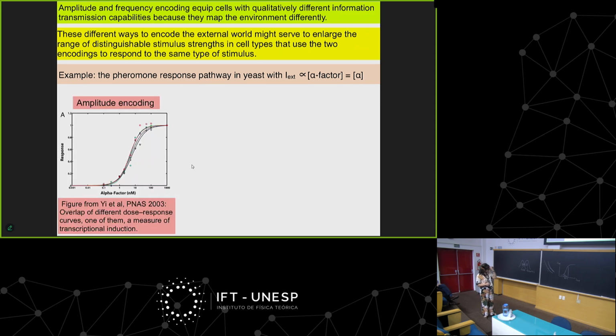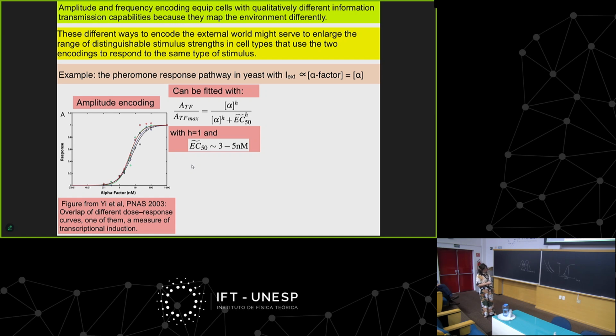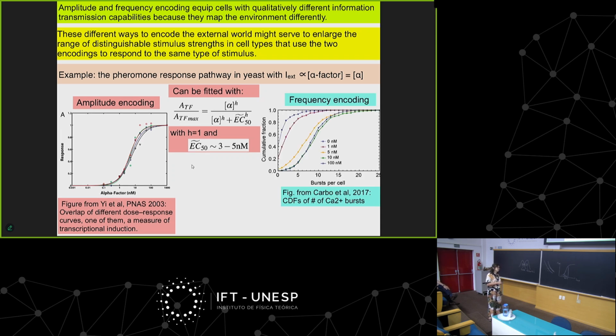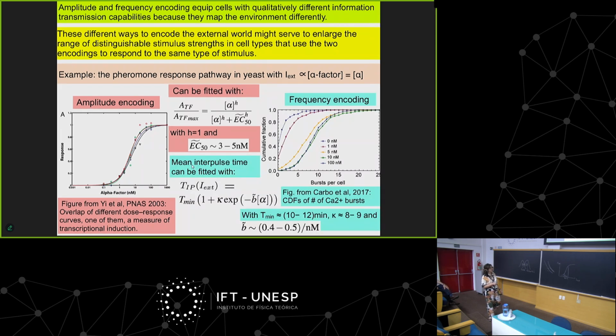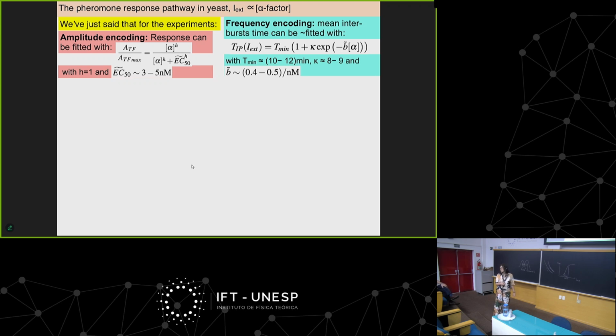So these are the experiments. For the dependence between the response and the alpha factor concentration, you can use one of these Hill equations with, of course, units, because the alpha factor is in nanomolar, it's not dimensionless like our IX. And in the case of frequency encoding, we sort of forced it to fit in that way. But we found numbers that could reproduce more or less the observations of the experiments. And this is the same as what I've just said.